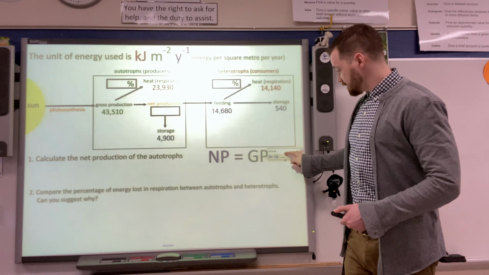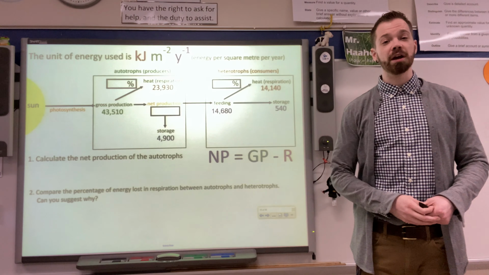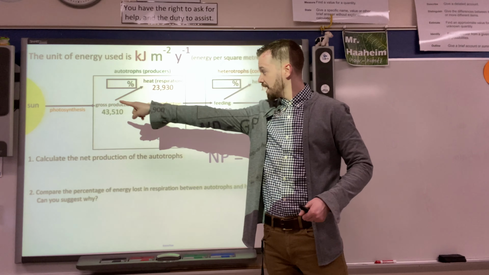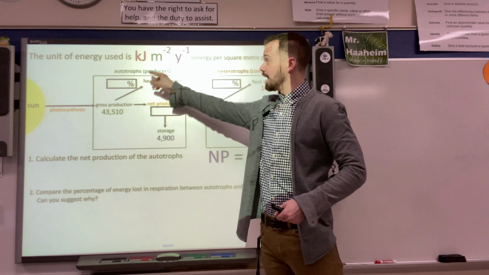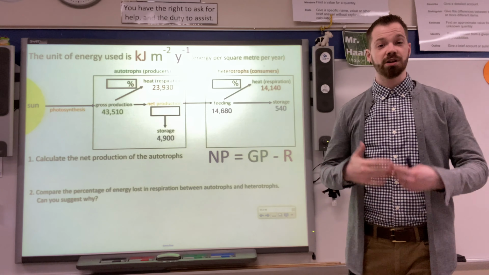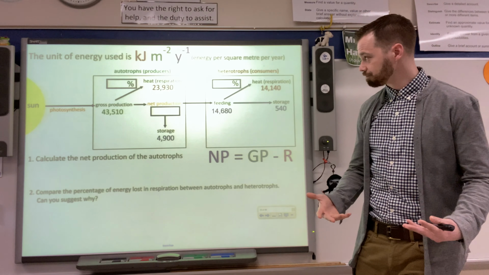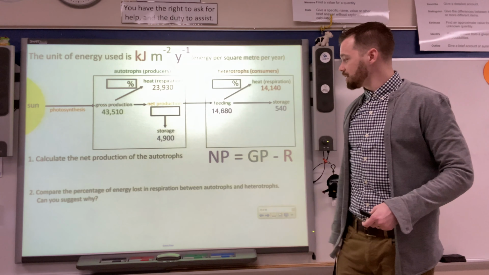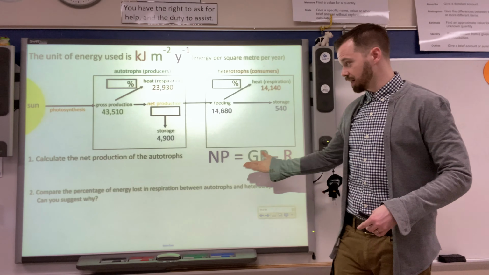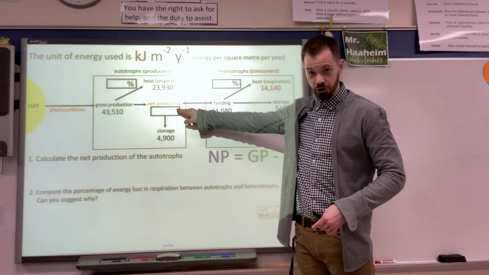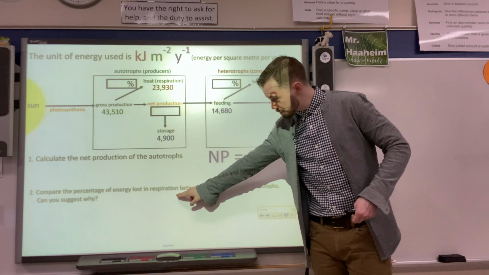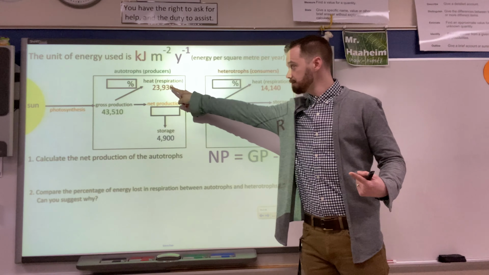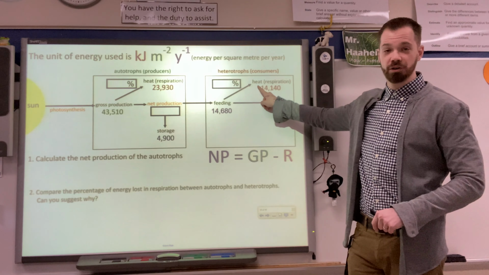So with that review in mind, there are a couple of tasks I'm hoping that you can complete based on this diagram right here that again shows the movement of energy and has values and the units of energy that we are using, which are kilojoules per meter squared year. There are a few empty boxes here, and I'm hoping that you can again use this equation to calculate the net production of the autotrophs and compare the percentage of energy lost by respiration in autotrophs and heterotrophs.